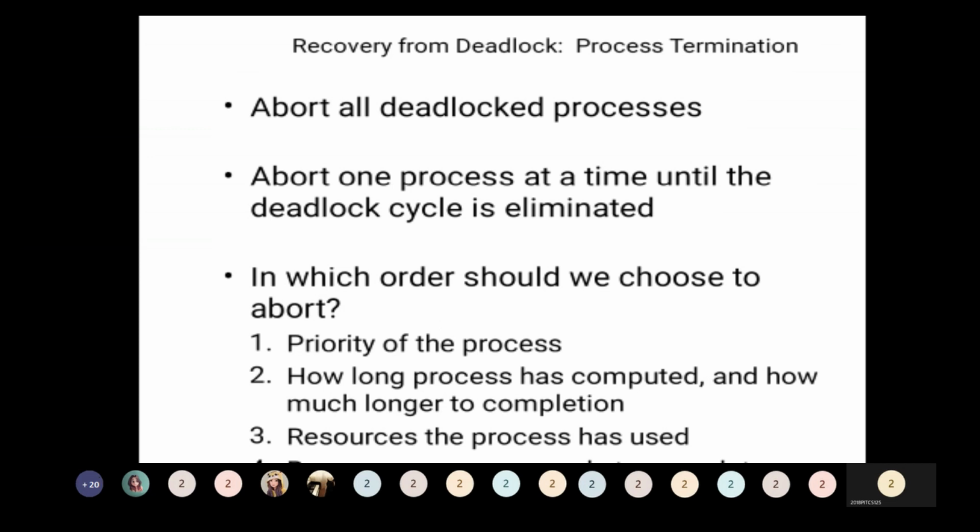So in which order can you choose to abort? Based on the priority of the process, you can choose which process can be aborted. Also how long the process has computed and how much longer it will require for completion. Depending on this also, you can do the aborting of the process. Resources the process has used. Based on all these things, you can choose a process for aborting so that the deadlock can be recovered.